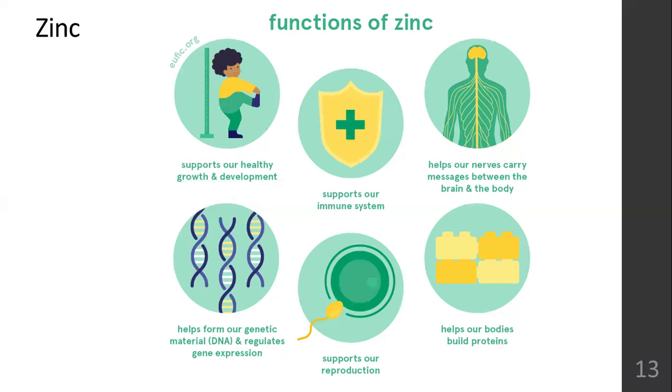So just by looking at what happens in zinc deficiency, you can identify what the functions of zinc are. Definitely for growth and development in children, zinc is required. Deficiency will lead to growth retardation. It also supports your immune system, especially the lymphatic immune system. It helps your nerves carry messages between the brain and body. It is needed for formation of DNA and RNA, to synthesize your genetic material, nucleic acids. It supports reproduction and the health of your gonads, and also helps the body build proteins. From the breakdown of protein, you have amino acids. Using these amino acids, new proteins have to be built in the body. For that, zinc is required.